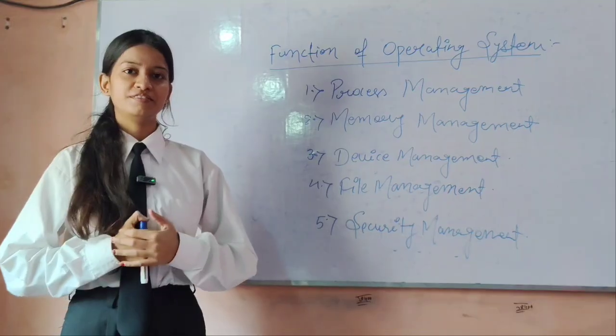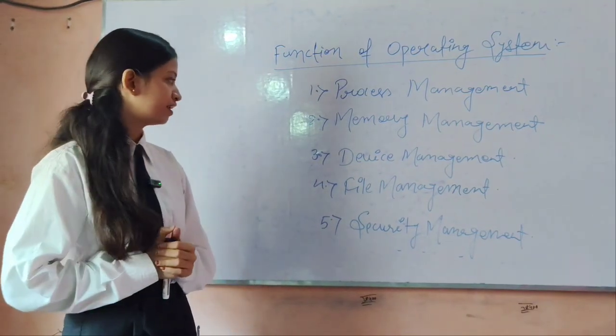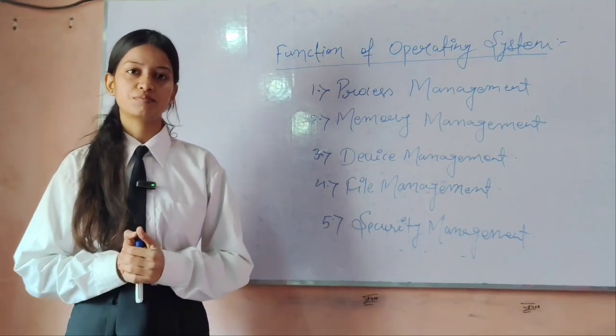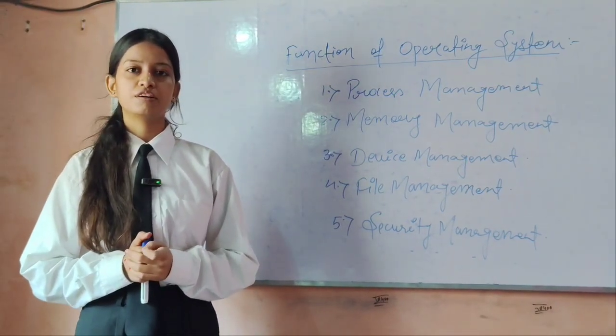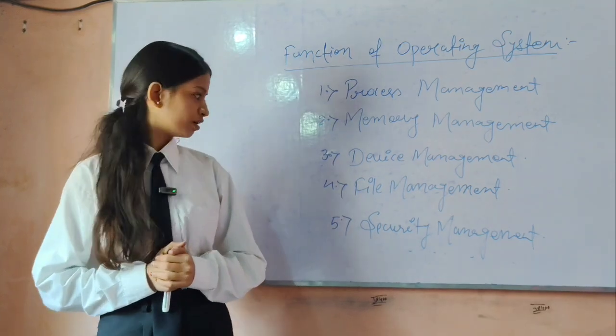Third one is device management. The operating system manages the peripheral devices. Peripheral means the external devices of a computer system, like input and output devices. Examples: keyboard, mouse, printer, scanner, and so on.